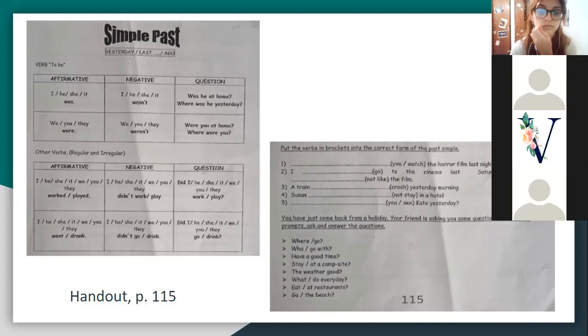A train crashed yesterday morning. A train crashed. Good. Fran Diaz. Susan didn't stay in a hotel. Very good. Vicky.